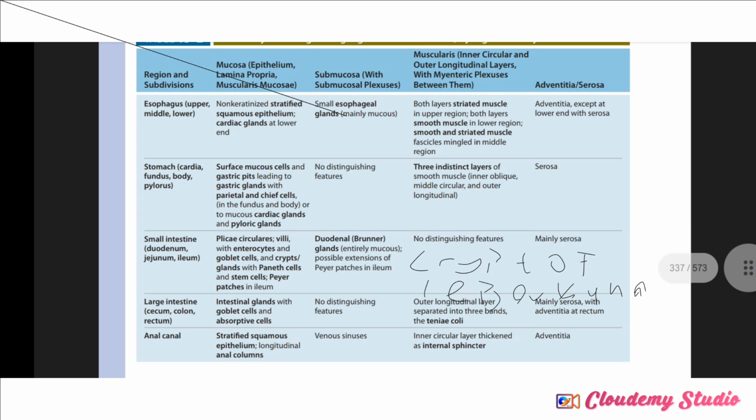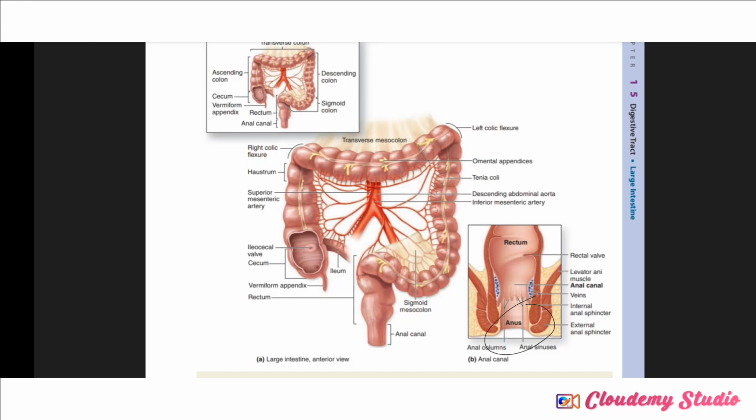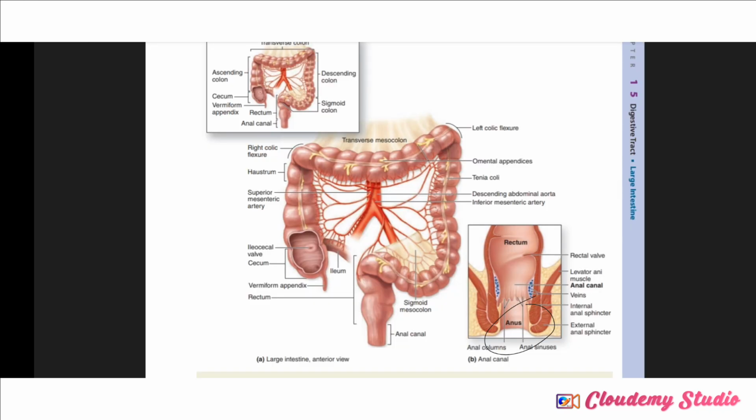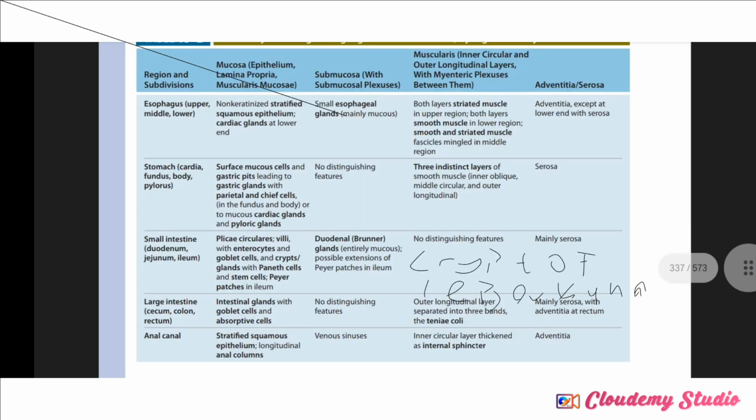Now, the large intestine is made up of three parts: the cecum, the colon, and the rectum. Remember that the colon has four parts: the ascending colon, the transverse colon, the descending colon, and the sigmoid colon. And we have the rectum.